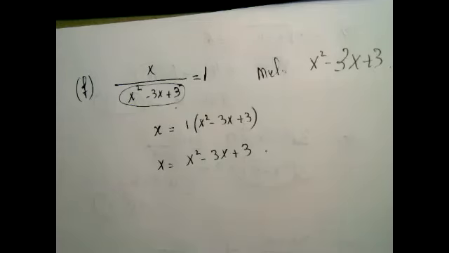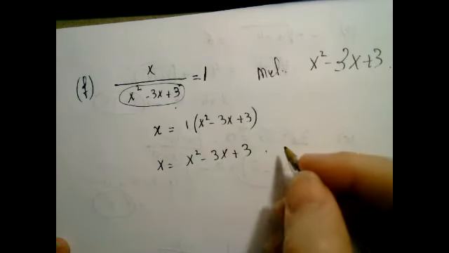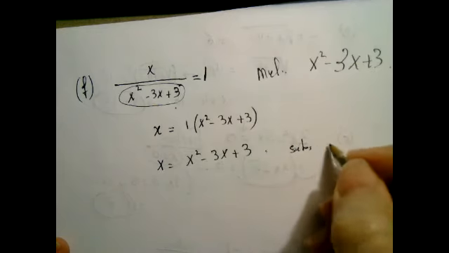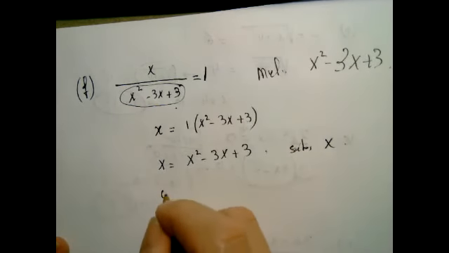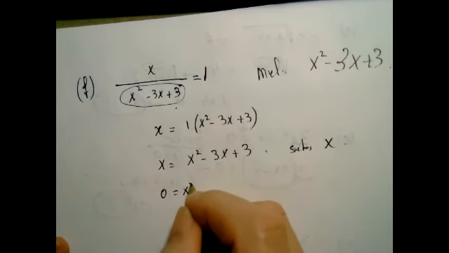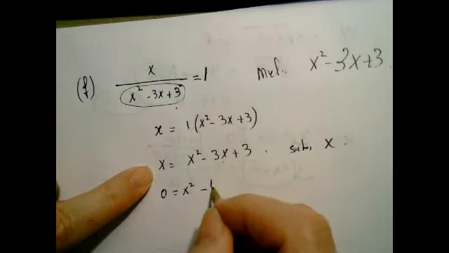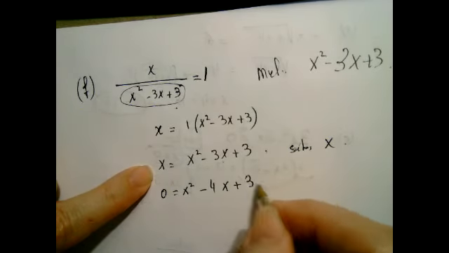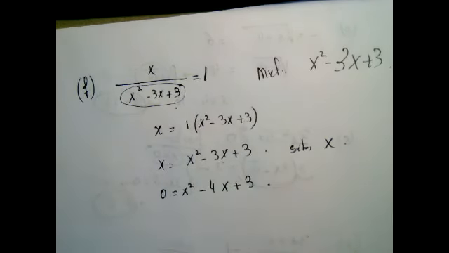Hurry up, move the x over. We have to move the x over. There is no way out. So I'm going to subtract x from both sides. So that gives me 0 equal x squared, if I move the x over, minus 4x plus 3. Now I am in familiar territory. There is nothing really harder.